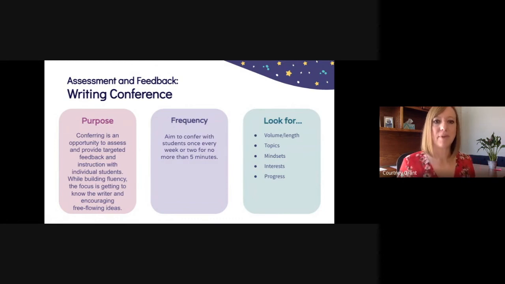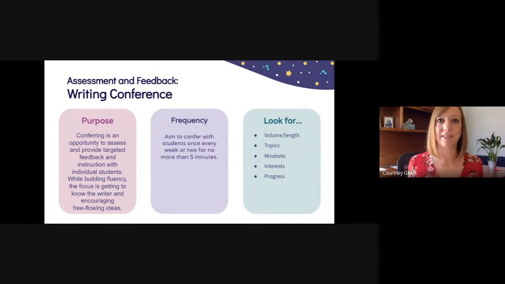So this should happen about once a week. That is an ideal. Sometimes it might not be possible to meet with all of your kiddos, depending on how many kiddos you have every week, but definitely at least every 2 weeks. And it should be short and sweet, 5 minutes, no more than 6 or 7, but 4 or 5 is even that sweet spot. And when you are sitting with your student, here's what you want to look for.